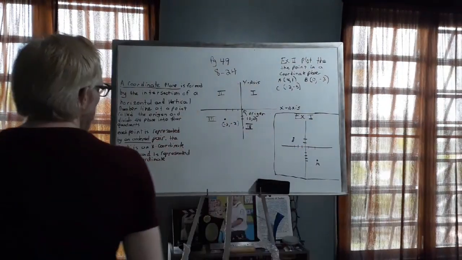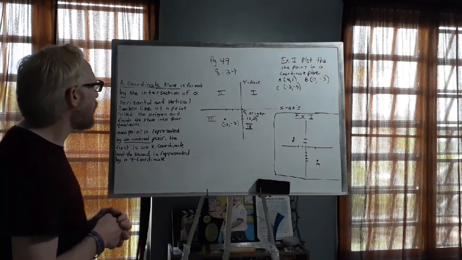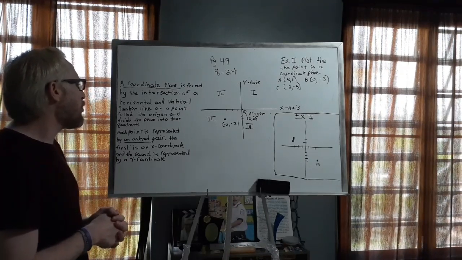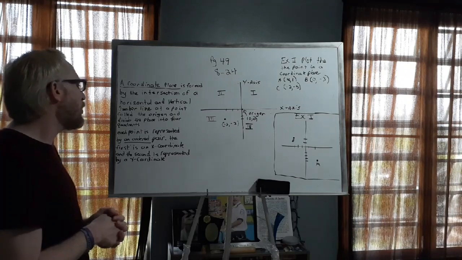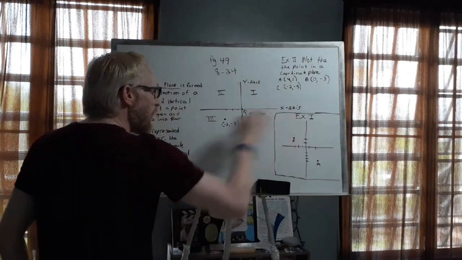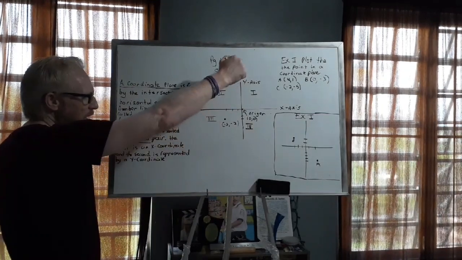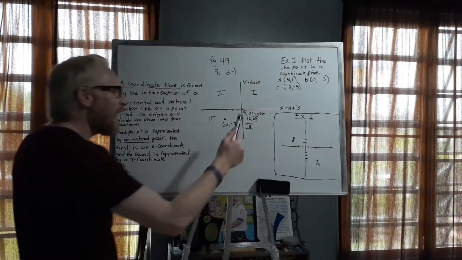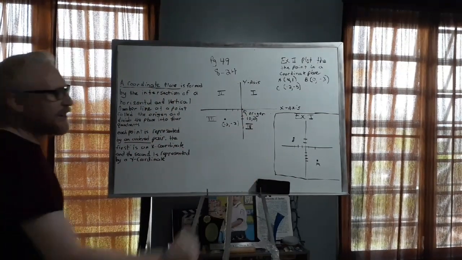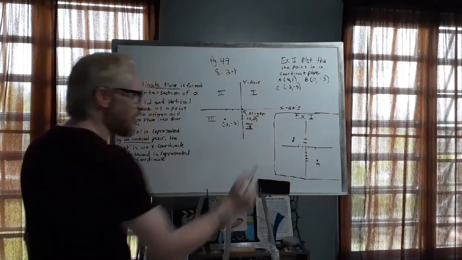So what is a coordinate plane? Well, if we go by the definition given to us in our textbook, it says that a coordinate plane is formed by the intersection of a horizontal and vertical number line at a point called the origin and divides the plane into 4 quadrants. So a coordinate plane is basically a horizontal number line and a vertical number line that connect, and the point in which they connect is right here, and it's called the origin. And the origin will always be identified as 0, 0.